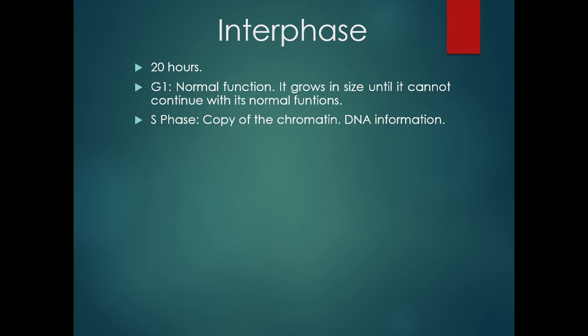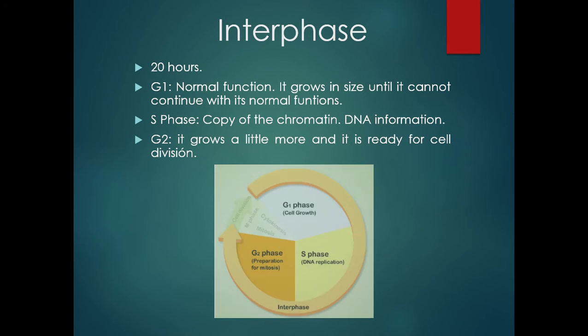We have the S phase, the copy of the chromatin and DNA information. Basically, what happens in the S phase is that we duplicate all of the genetic information that we find in the cell, because when a daughter cell is created, both cells need to have the same genetic information. And how is it possible that they get the same? By duplicating it before they divide. Then we have G2, where the cell grows a little more and is ready for cell division. Once more, here are the 3 steps of the interphase: G1 phase, S phase, and G2 phase.